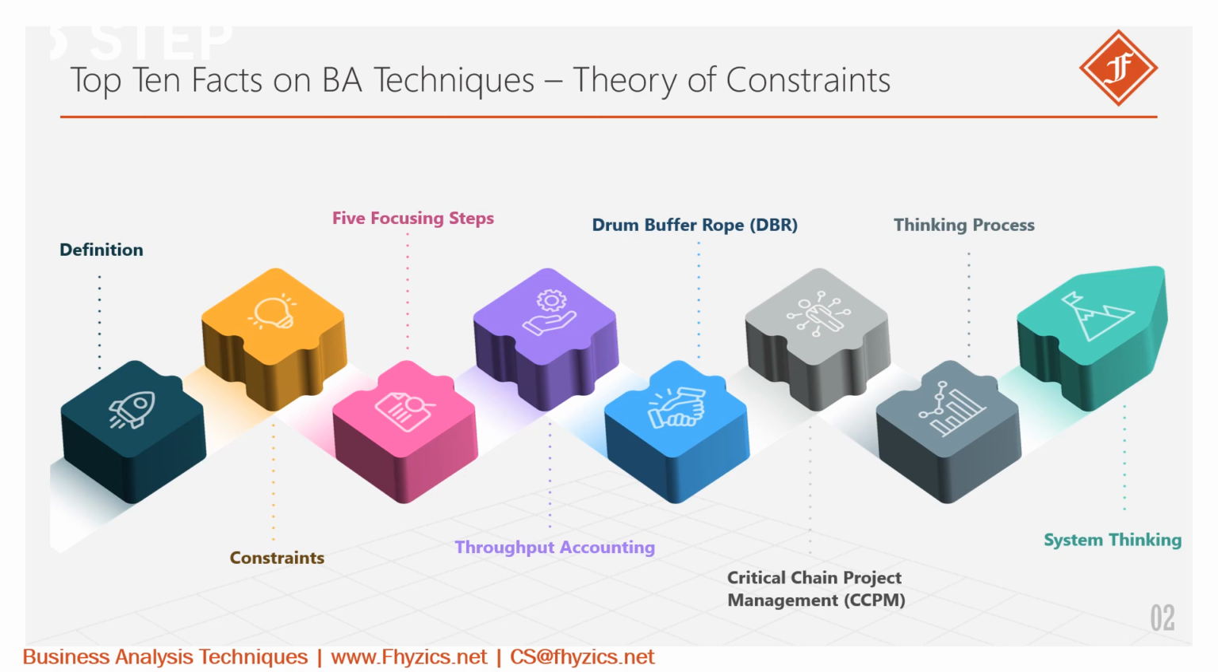System thinking. TOC emphasizes the importance of understanding the entire system and its interdependencies, rather than optimizing local efficiencies. It promotes a holistic and systems thinking approach where the focus is on optimizing the performance of the entire system rather than individual parts.